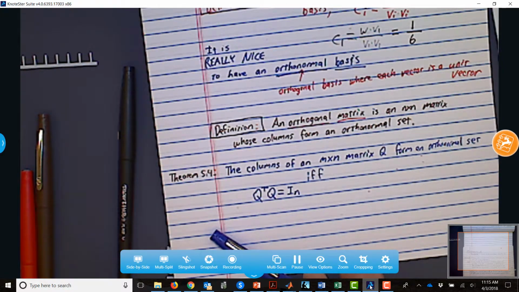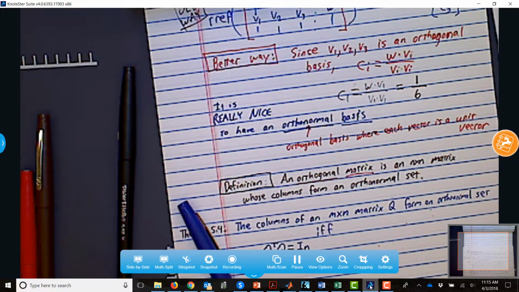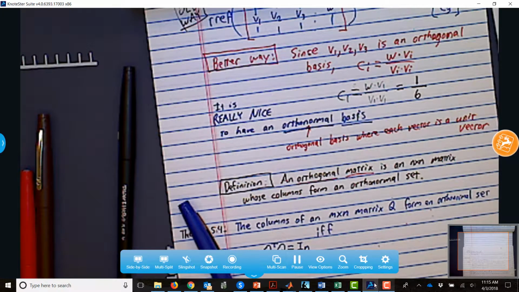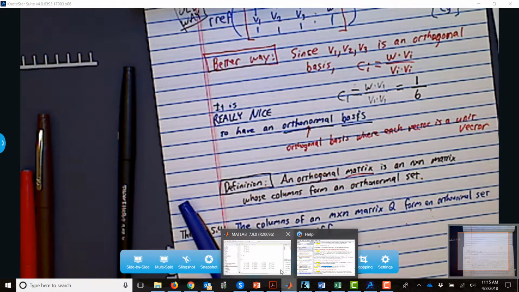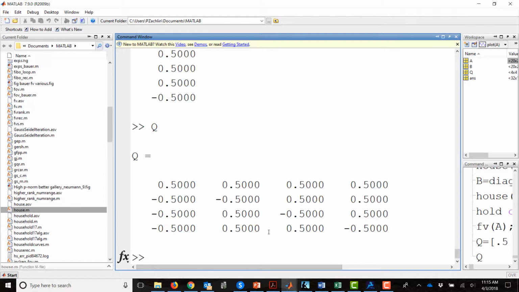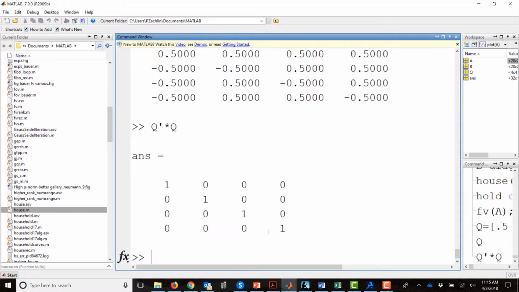So let's try that in MATLAB. We have this matrix Q, and if I take Q transpose times Q, ha! I get the identity. Okay? Now, why is that true? I'll give you a couple different proofs here.